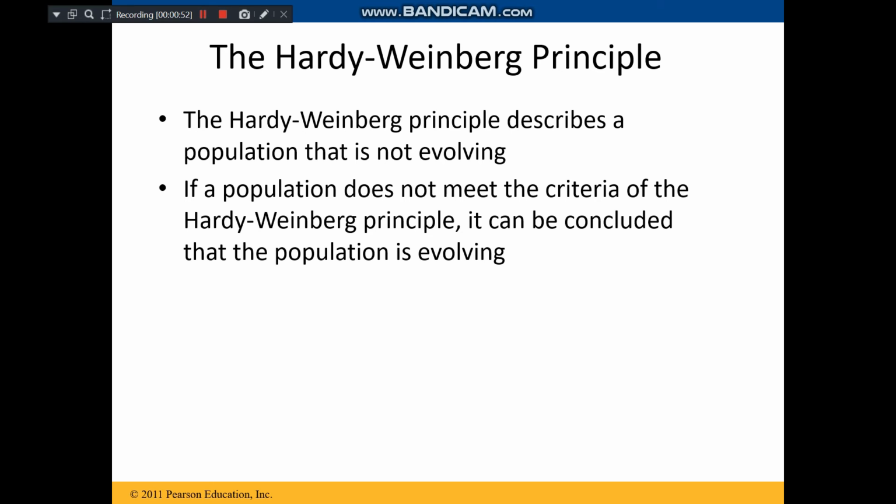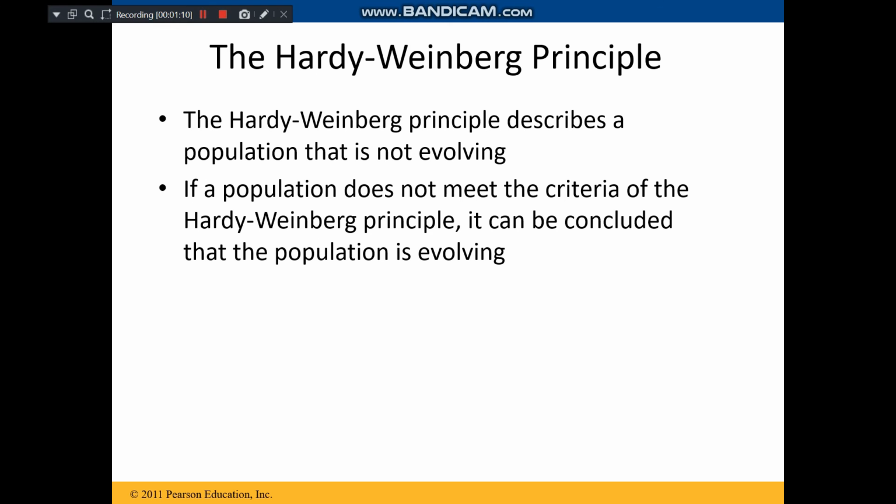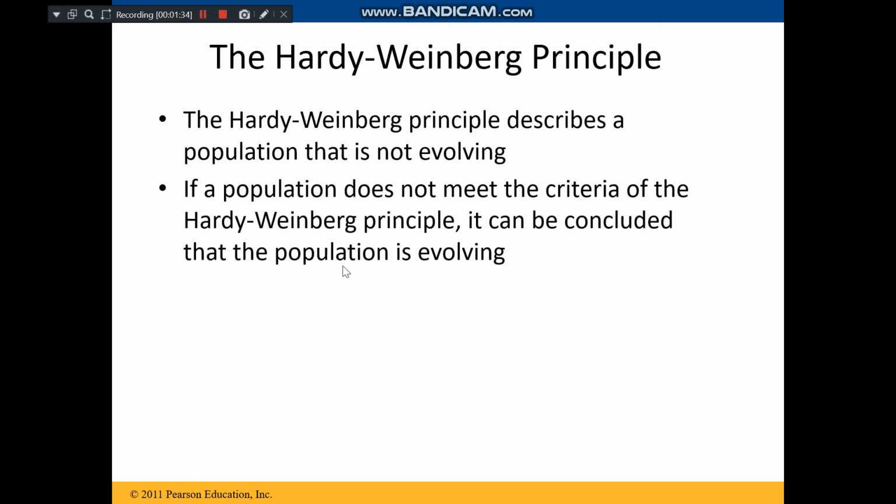This Hardy-Weinberg principle describes a population that is not evolving. Then this is the Hardy-Weinberg equation. It should be 1. It is 1. If the population does not meet the criteria of the Hardy-Weinberg principle, then you can conclude that the population is evolving. If it meets the criteria or conditions for the Hardy-Weinberg principle, that is, the total of the alleles is always 1, then that population is not evolving actually.